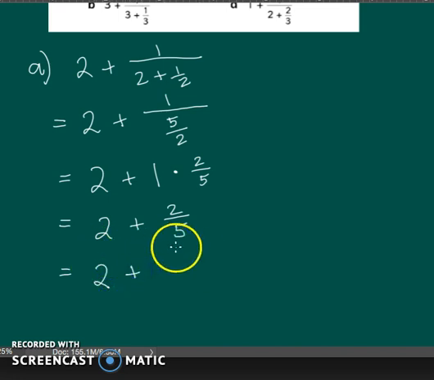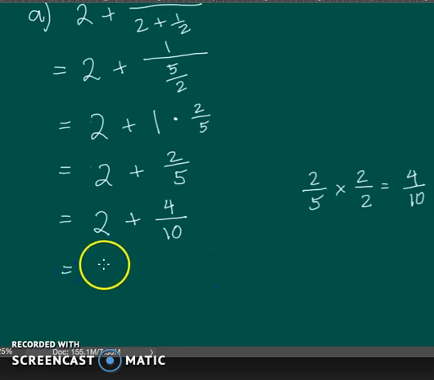2 plus, how can we express 2 over 5 so that it has a denominator that is a power of 10? Well, let's just look at it on the side here. How can we get from 5 to a power of 10? Well, we can get to 10 quite easily. So in order to do that, we will have to multiply the numerator and the denominator by 2, and we get 4 over 10. So 2 over 5 is equivalent to 4 over 10. So instead here, I'm going to write 4 over 10.